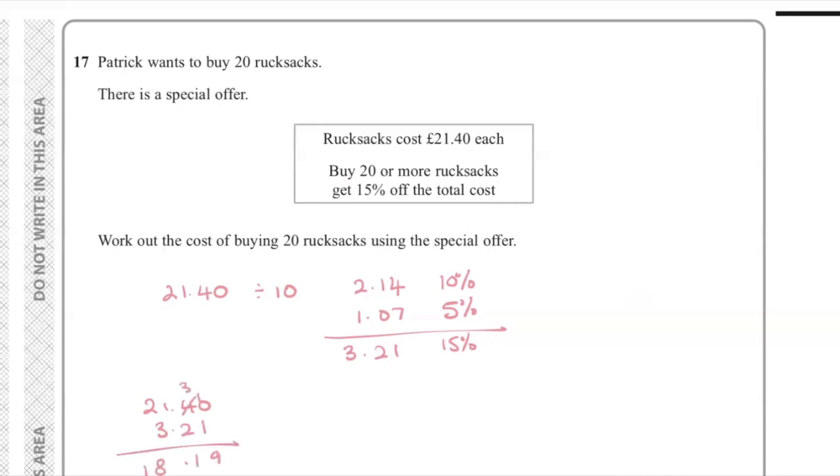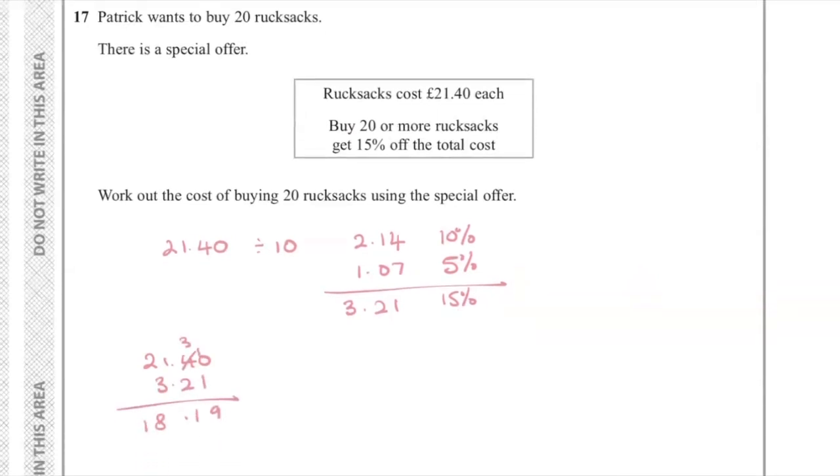So that gives me £18.19. I need to now take the cost of one rucksack and times it by 20. Now I'm going to actually double my 18, so I'm in effect multiplying by 2. And now if I times through by 10, that's a nice way to get to the final answer.